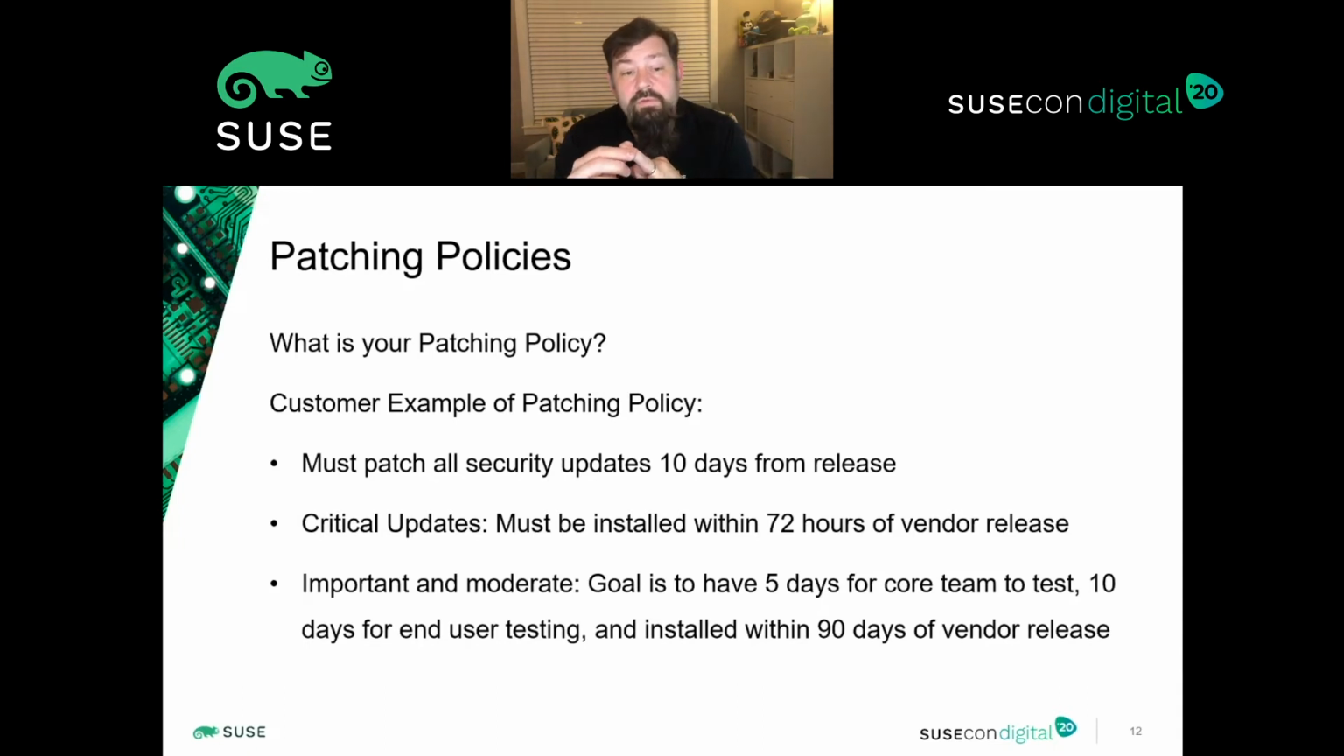Critical updates have to be installed within 72 hours of vendor release. Important and moderate patches need to be patched in that 90-day kind of time frame. In looking at these requirements, you're going, okay, 10 days from release, yeah, that's somewhat doable. Critical updates, 72 hours. It's 3 days. 3 days to get a patch deployed, tested, and then deployed to production.